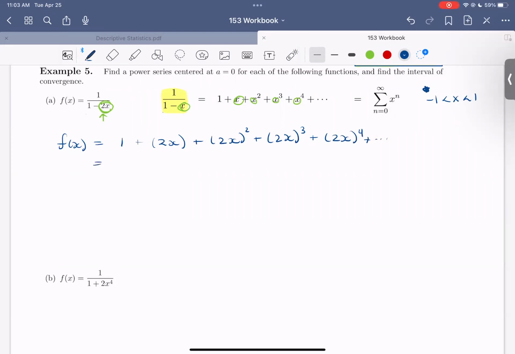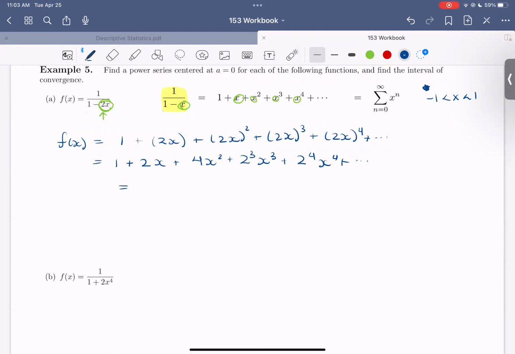So let's go ahead and multiply out some of those terms. So I get 1 plus 2x plus 4x squared plus 2 cubed, x cubed, plus 2 to the 4, x to the 4th. So I can see a pattern emerge quite quickly, and I'll erase that 4 and write in the 2 squared. So this looks like the series from n equals 0 to infinity of 2 to the n, x to the n. For any term, we just have 2 and x raised to the nth power.